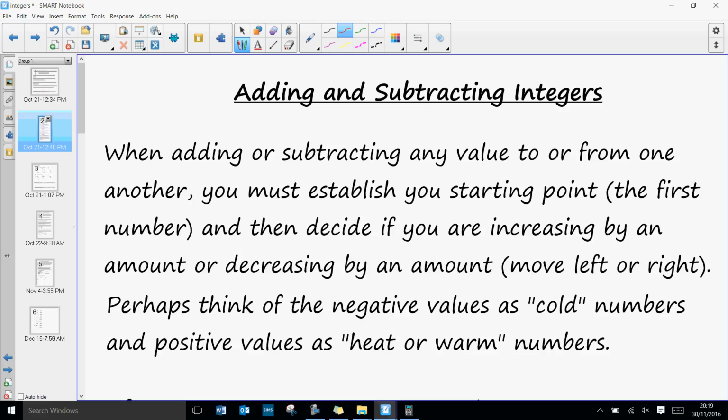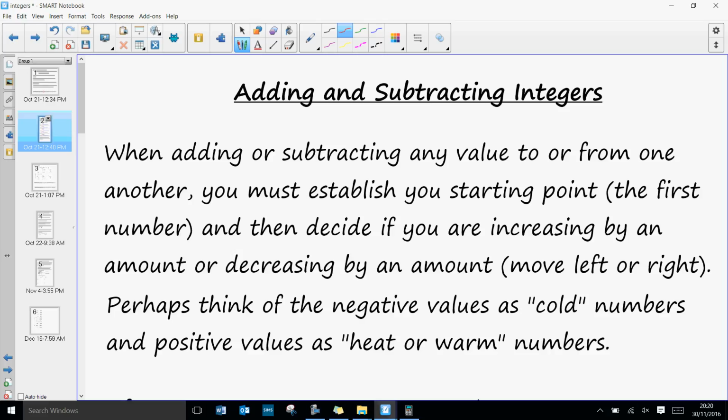If you're adding and subtracting any value to or from one another, the first thing you need to establish is the starting point. That's going to be the first number that you have. From that starting point, you're then going to decide, are you going to be increasing the amount, or are you going to be decreasing the amount? In other words, are you going to be moving left, or are you going to be moving right from that starting point?